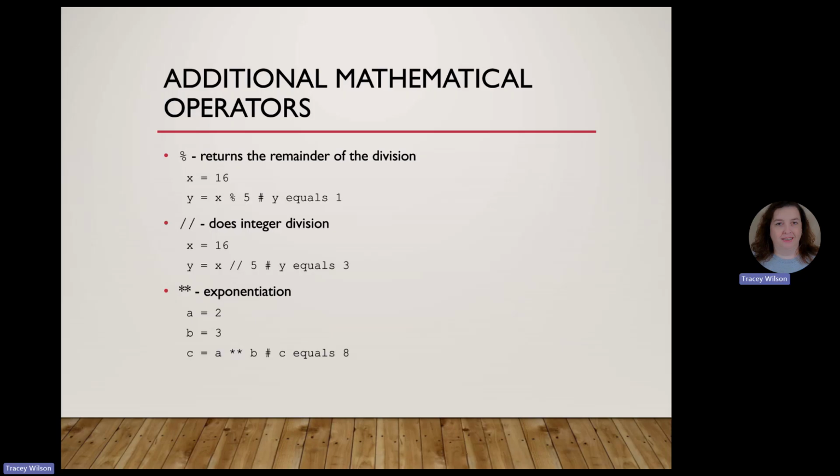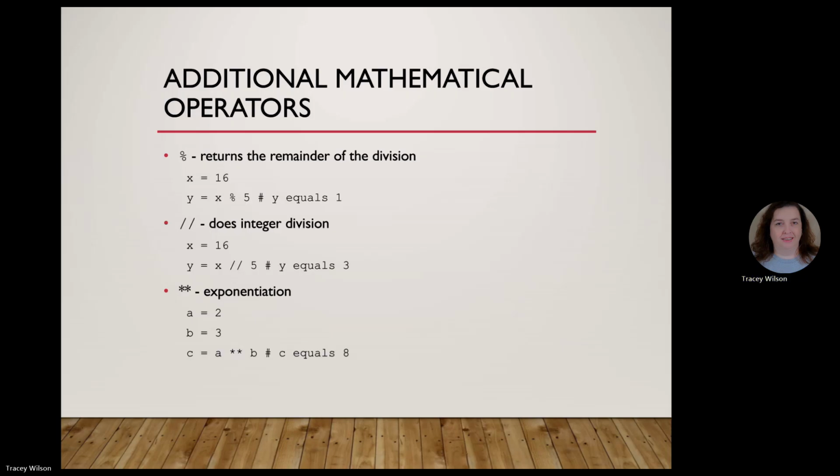So if you use the percent sign, remember you're only going to get the leftover pieces. It's going to do whole number division and give you the leftover pieces. Now, if you just want the whole number without the leftover pieces, use 2 slashes, or 2 division signs, and it gives you the 3 and throws away the partial.